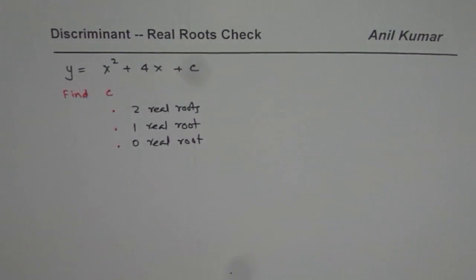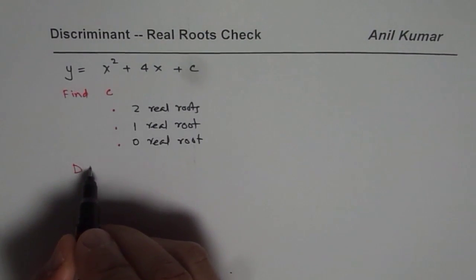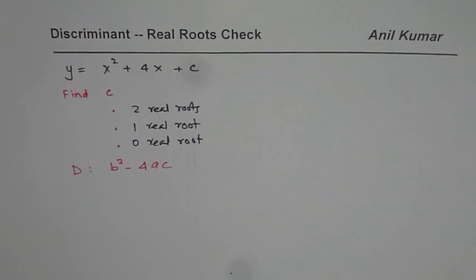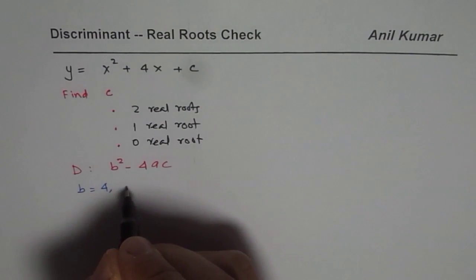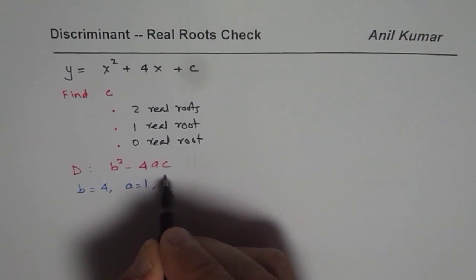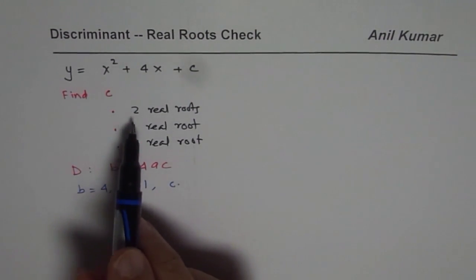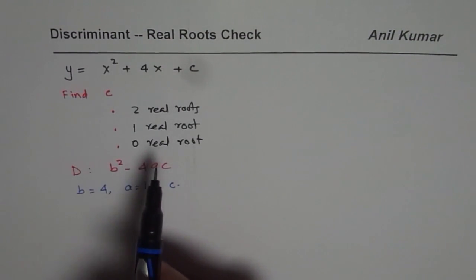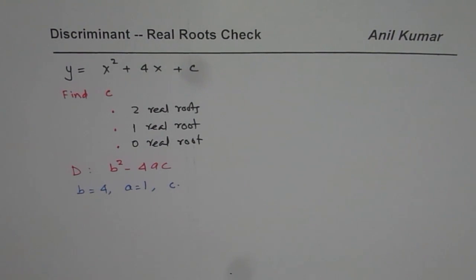Now to find the answer, we have to check the value of discriminant. So what we need to check is what is the value of the discriminant. Discriminant is b square minus 4ac. In our case, b is equal to 4, a is equal to 1, and c is not known to us. So let us put these values and in different conditions find what values of c can change the equation so that we get different number of real roots.